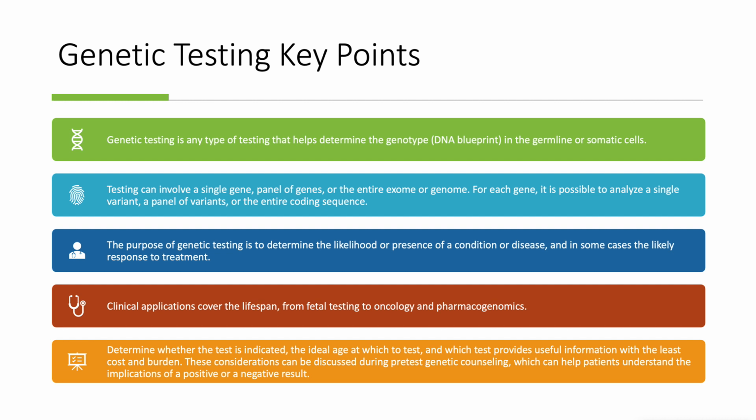They are used to determine whether the test is indicated, the ideal age at which to test, and which test provides useful information with the least cost and burden. Those are the things to be determined. Who are you going to test? At what age should they be tested? And which test should be used? These considerations can be discussed during pretest genetic counseling, which is important. That counseling can help patients to understand the implications of a positive or a negative result before they have the test done.